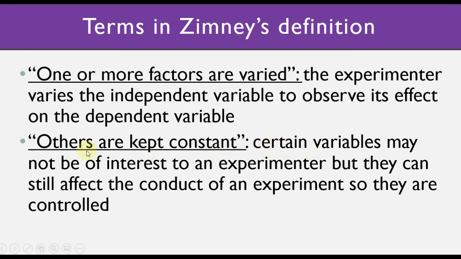Certain variables may not be of interest of experiment, but they can still affect the conduct of experiment, so they are controlled. Okay? So, while we are doing experiments, dapat sisigurado natin na hindi ito nahaluan ng ibang variables such as extraneous variable, okay? Para malaman natin kung nagbago ba siya dahil sa experiment na in-apply natin or nagbago siya dahil sa other variables, which is an extraneous variable.